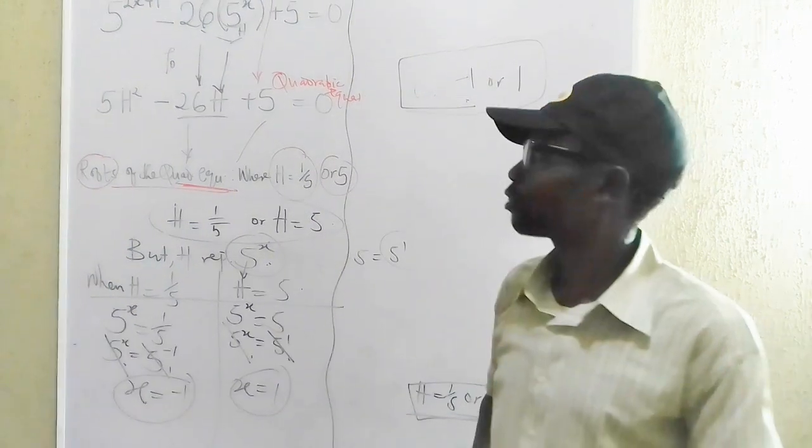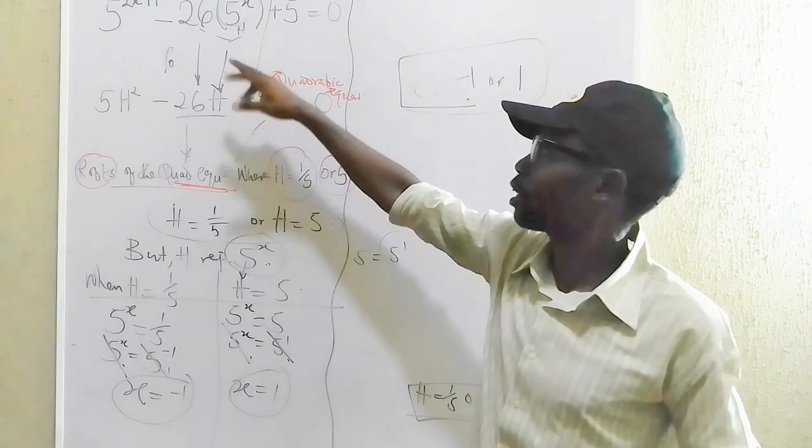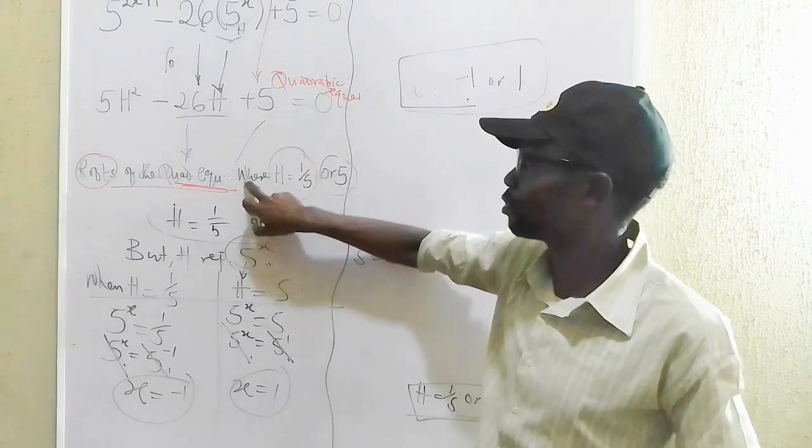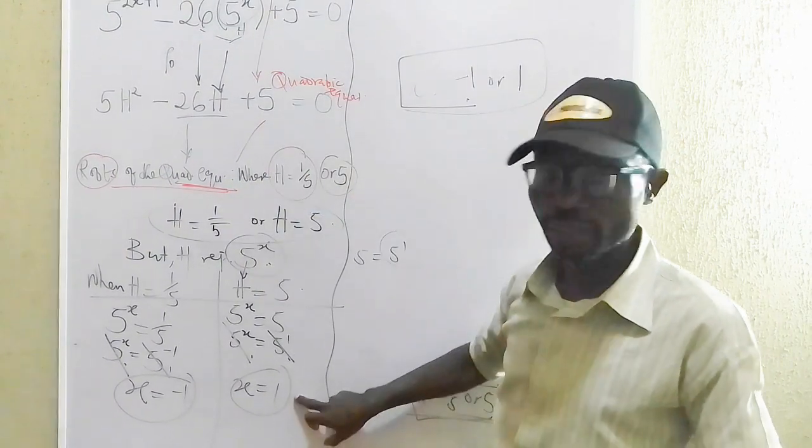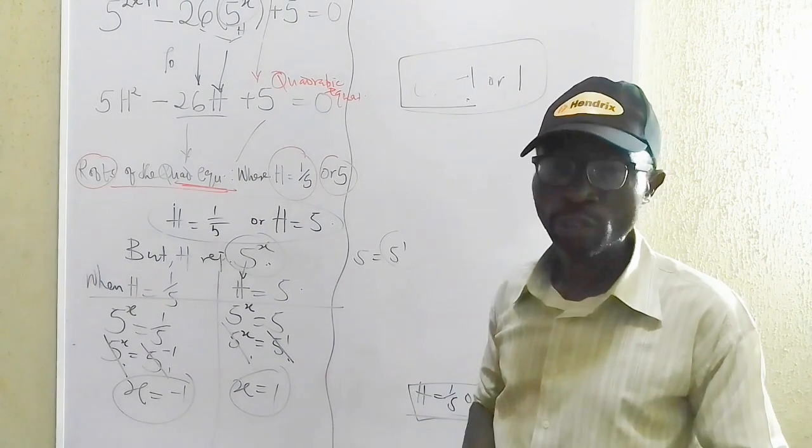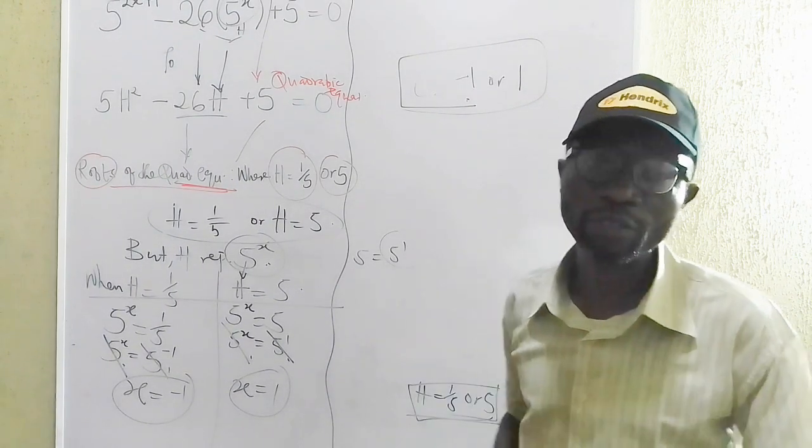Now, if you missed out on how we solved and how we got this, I moved from here to here, and here to this place, and here to here. Four steps of moves. Please go back to the previous videos.